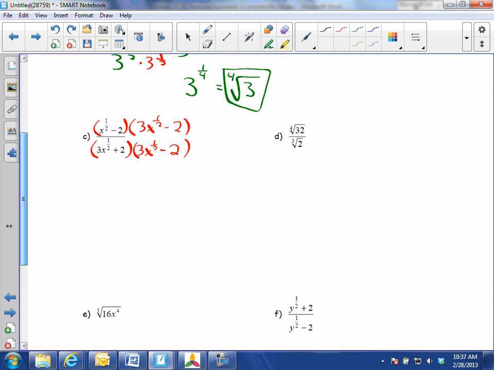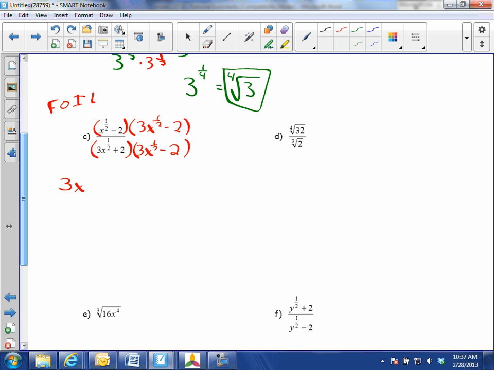Okay, so we have to FOIL top and bottom because we have adding and subtracting here. So I would think, okay, x to the half times x to the half means I'm just adding the exponents, so I just have x to the 1, right? Okay, and then I always go inside first. I think you're supposed to go outside first, yeah, this FOIL.